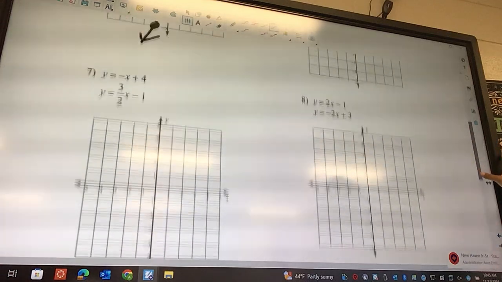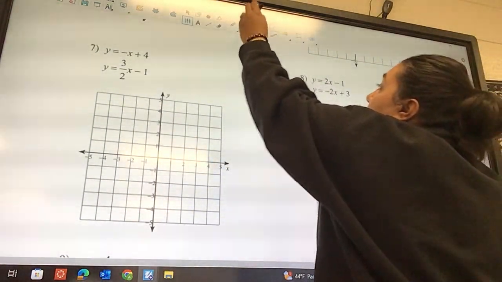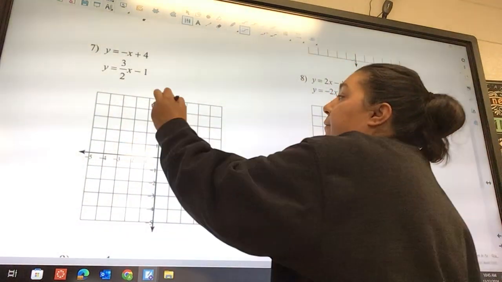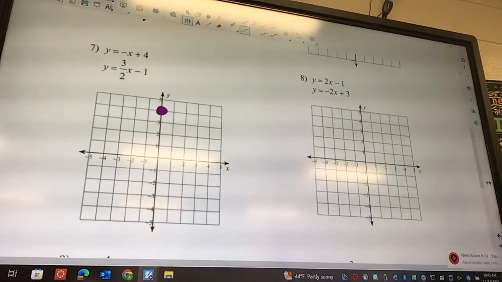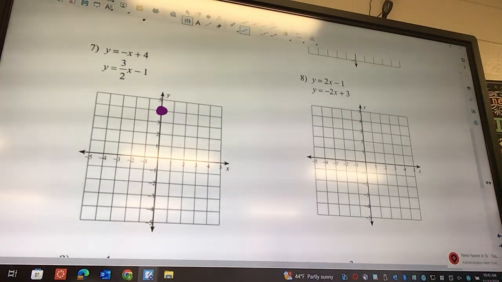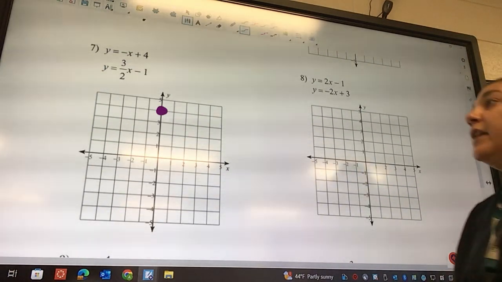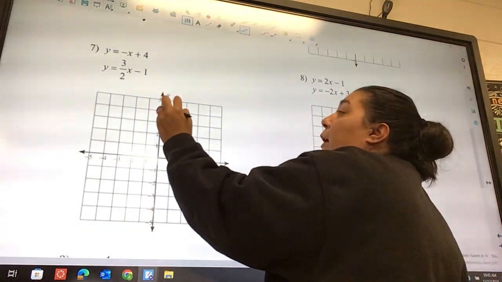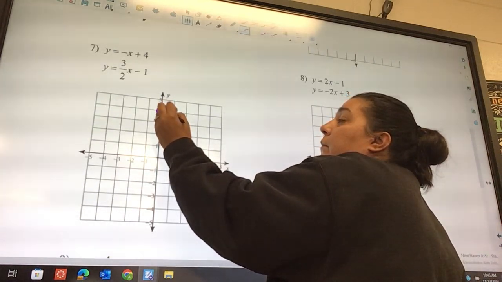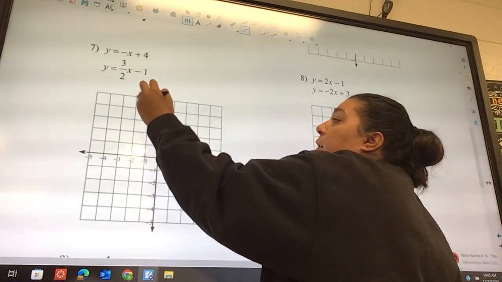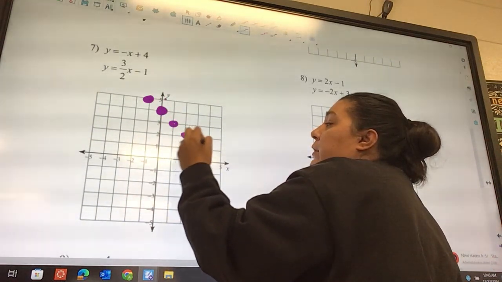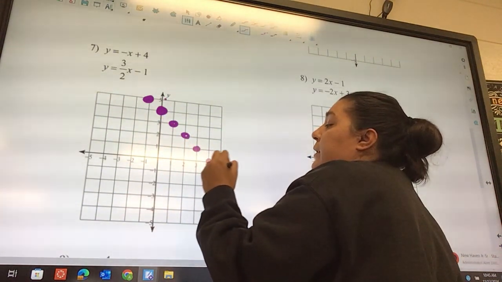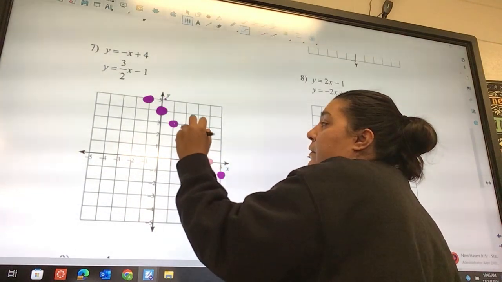Okay, 7. We start where? At positive 4. 1 over 1. Which way am I going? Up 1? Which way? Over 1. Down 1. Well, I already said up 1. So if we go up 1, which way am I going? Left. Up 1, left 1, because I need a negative line. Down 1 over 1. So this one has a lot of dots.